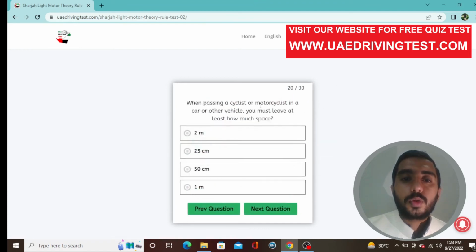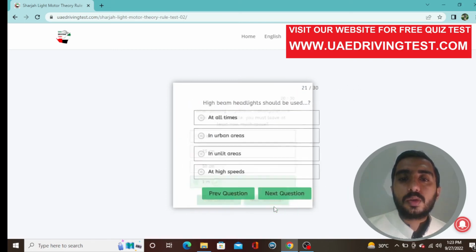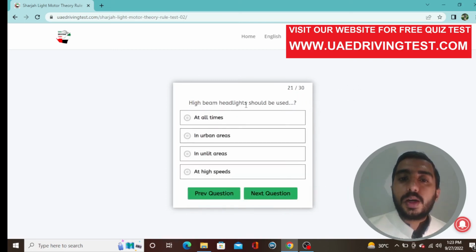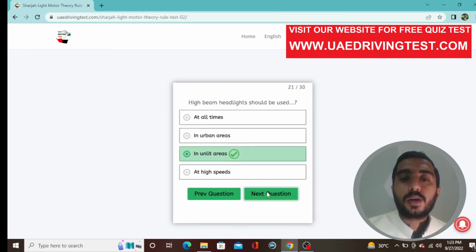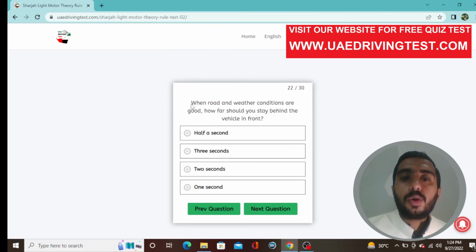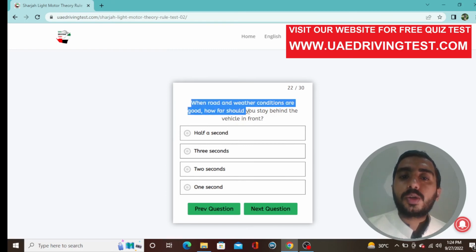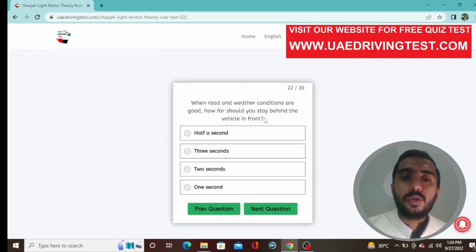Next question. Question number 20 is when passing a cyclist or a motorcyclist in a car or other vehicle, you must leave at least how much space? You must leave at least 1 meter space. Next question. Question number 21 is high beam headlights should be used in unlit areas. Option C is the correct one. Next question. When road and weather conditions are good, how far should you stay behind the vehicle in front? You need to stay back 2 seconds. Option C is the correct one.